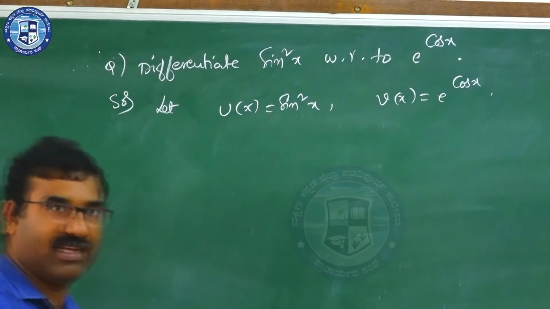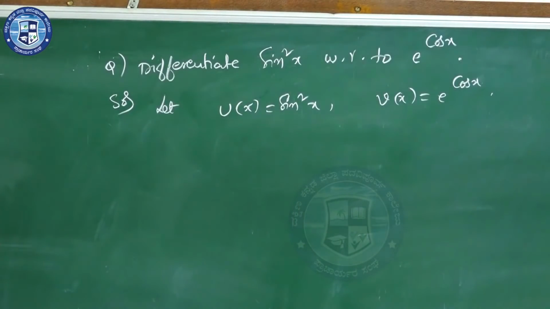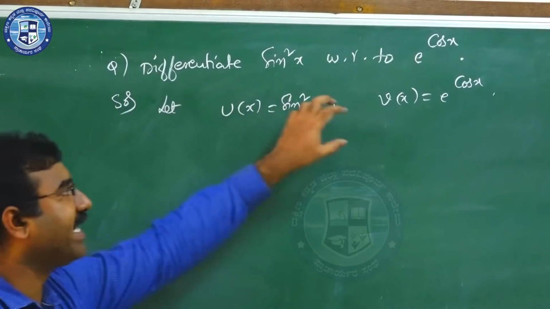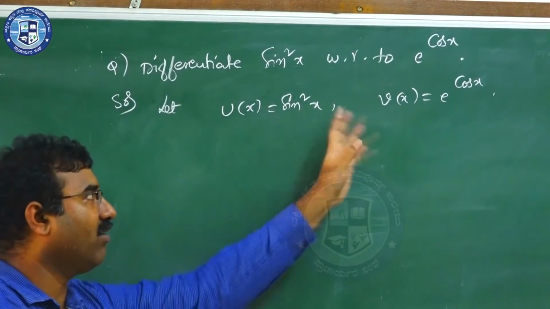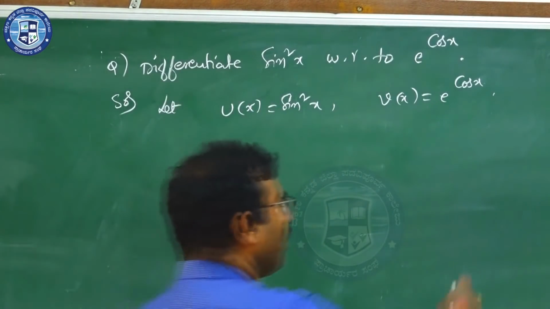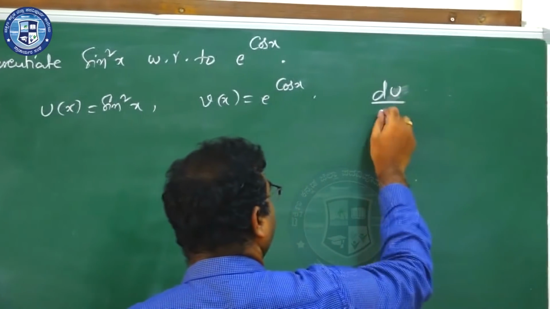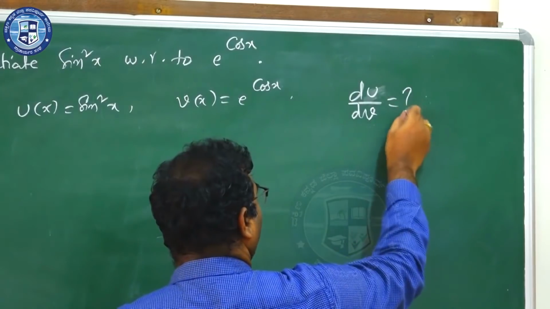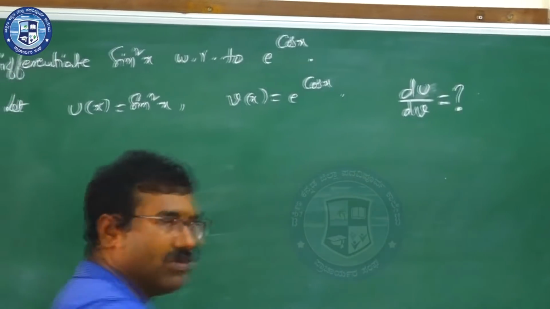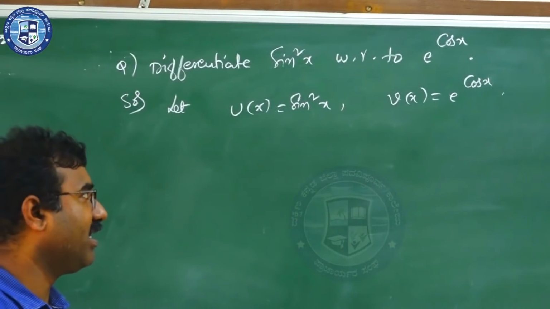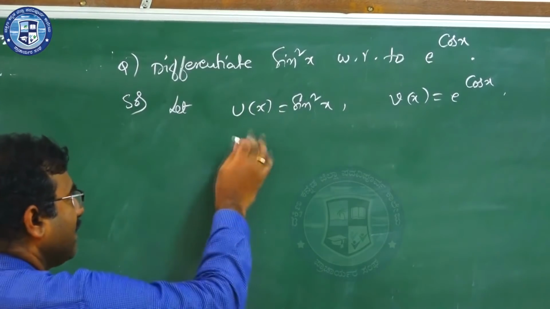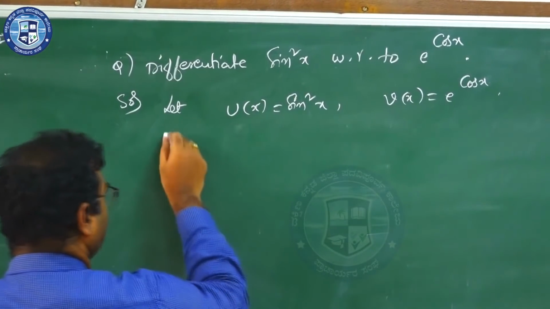Now, have you understood the question? They asked us to find out du by dv. How can we find du by dv? You just differentiate this one with respect to x.